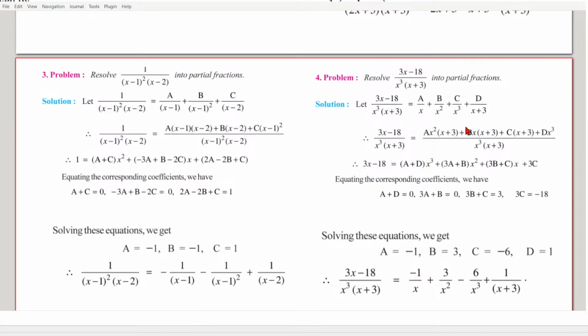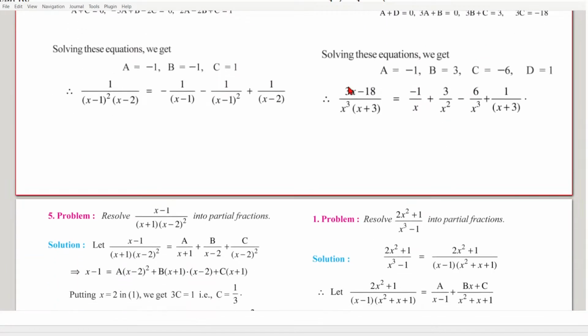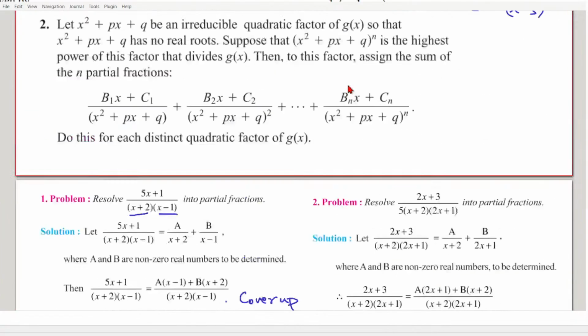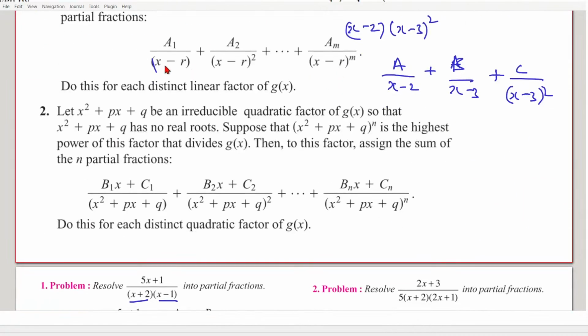Yes, sir. Clear now? Clear, sir. Okay. Now, another interesting thing. This is when the coefficients are linear. Now, let us look at the second case.